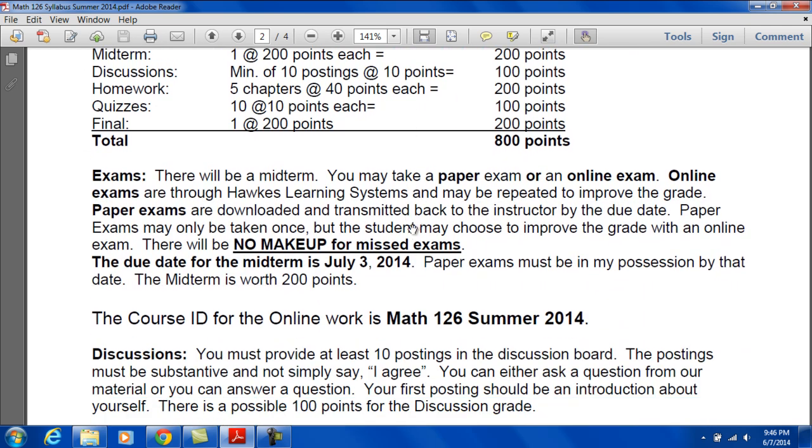For exams, you'll have a midterm and a final. You can take a paper or an online version. The online exams are through Hawks Learning Systems and may be repeated to improve the grade. Paper exams are downloaded and transmitted back to the instructor by the due date. I really prefer those to be uploaded in Canvas as a single PDF file. My second choice is that you email it to me as a single PDF file.